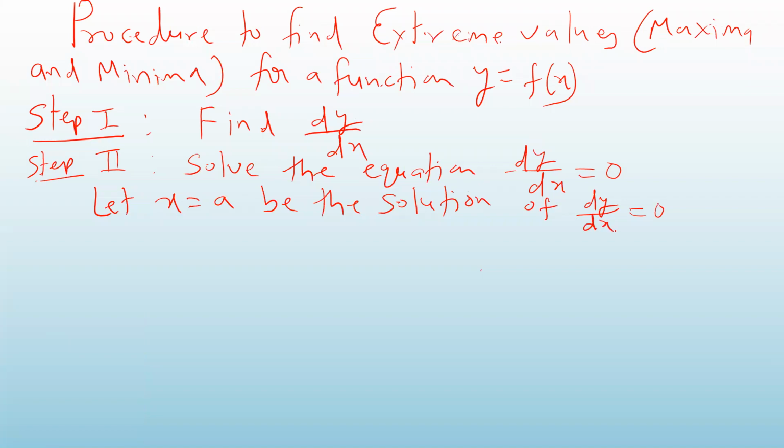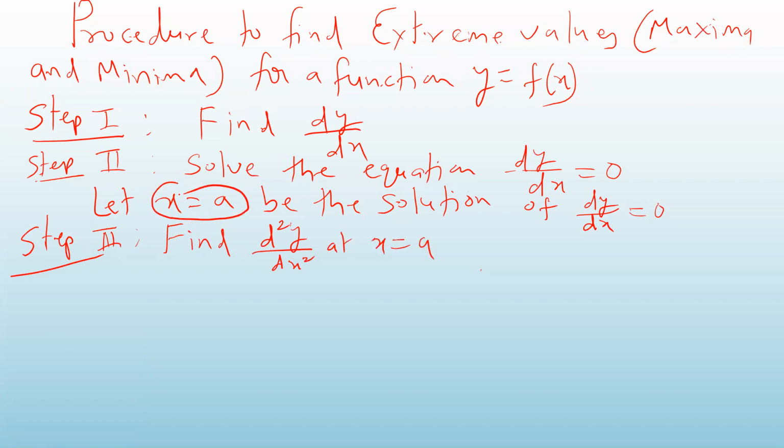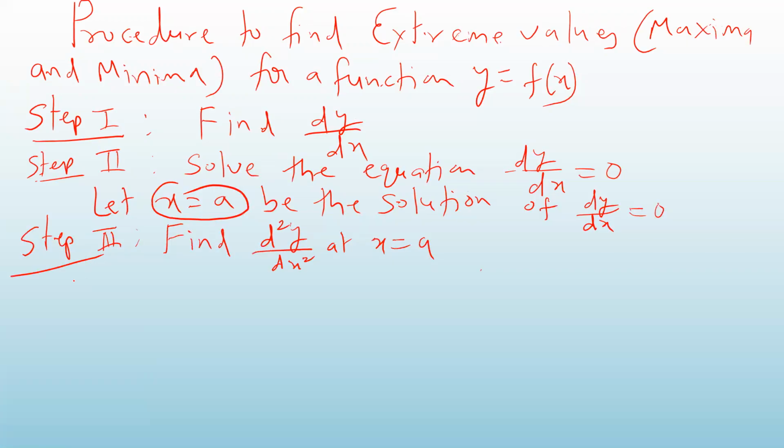In the third step, this is the most important step. We find the second order derivative of the function at the point x is equal to a. ये जो point यहाँ पर आया है solution, उसके ऊपर आपको second order derivative निकालना है. And this will tell you whether the function has maximum or minimum value.